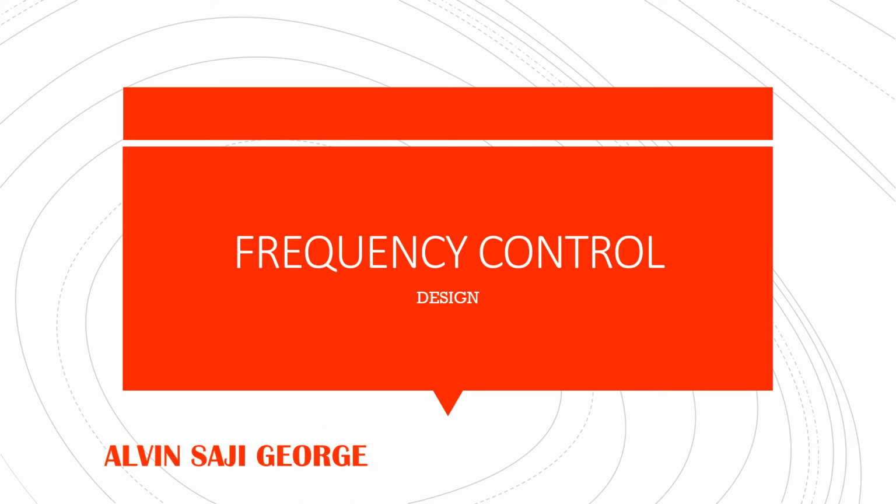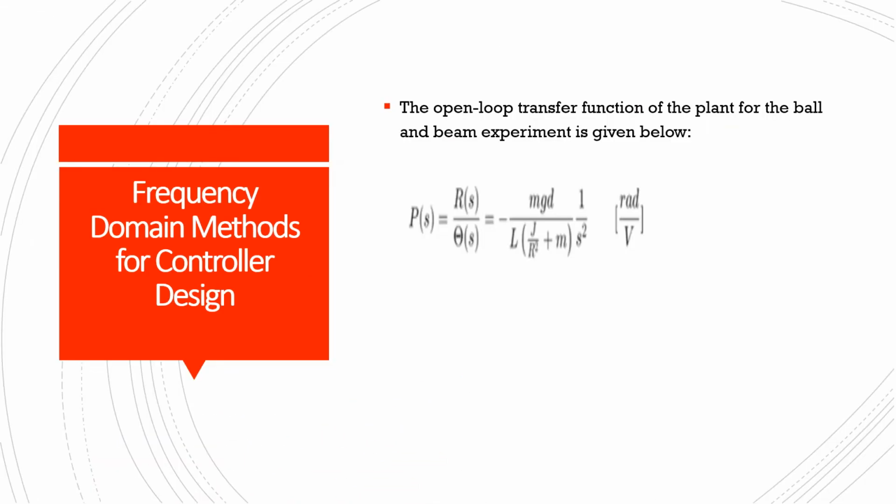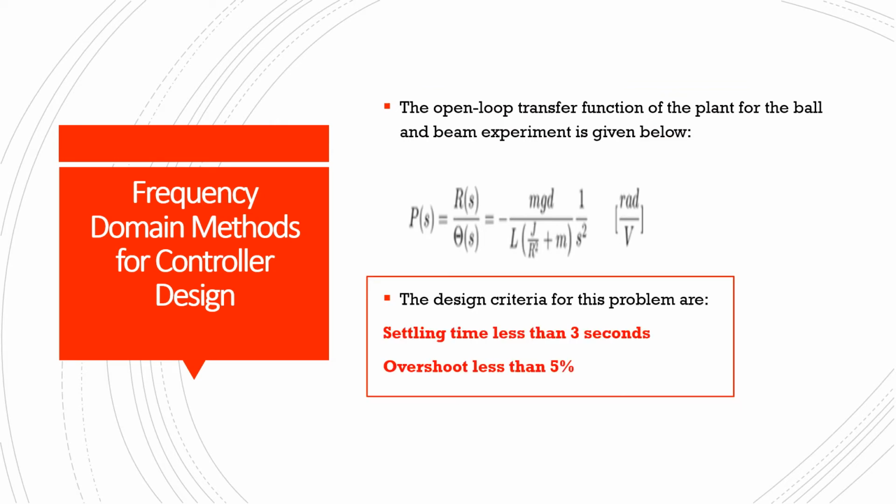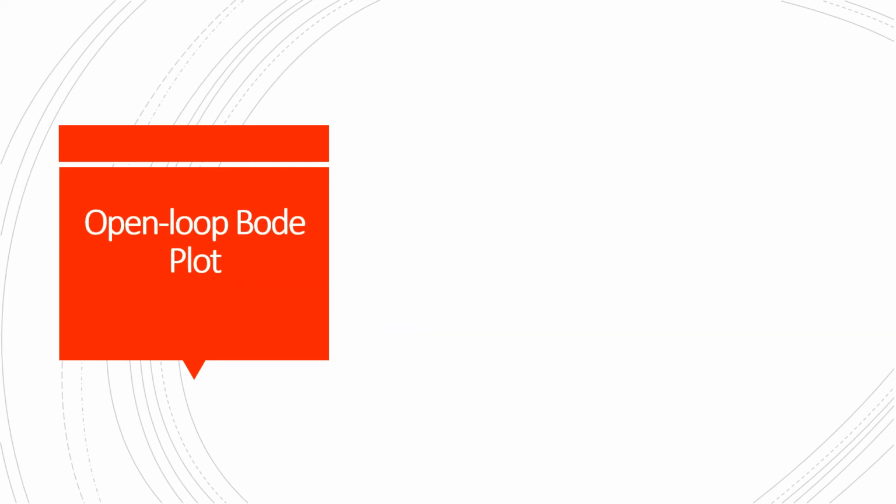Frequency domain method for control design. This is the open loop transfer function of the plant for the ball and beam experiment. The design criteria for this problem are that the settling time should be less than 3 seconds and the percent overshoot should be less than 5%. Open loop Bode plot.